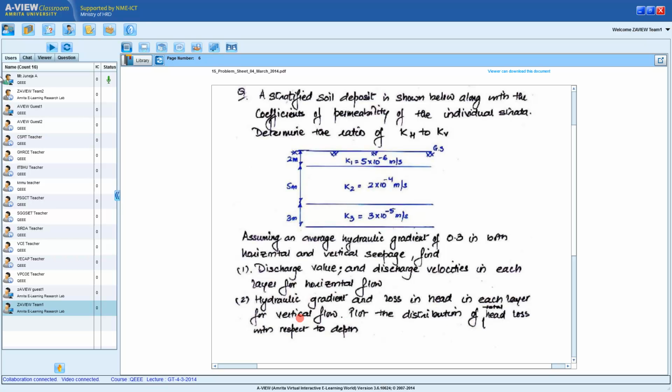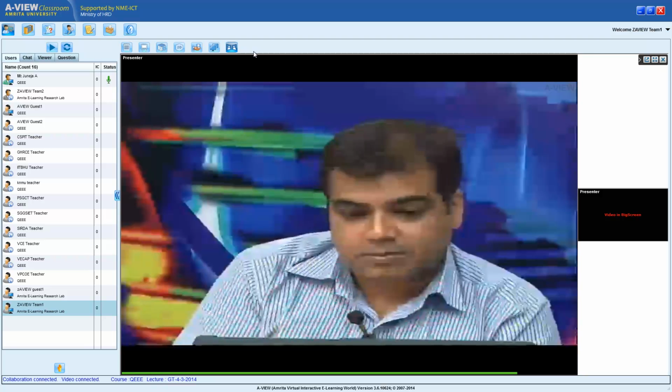The last one again for vertical flow, if the flow occurs downward, I know my Q is the same. I can use the same logic and deduce the second part. I would like you to please go back home and try this. It's very similar to what has been done.